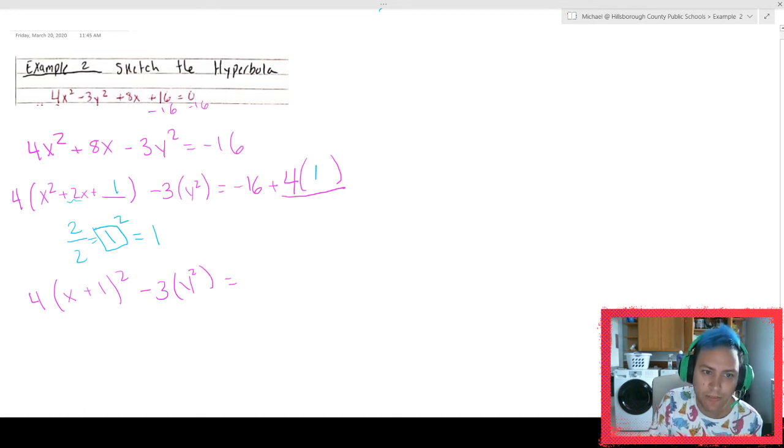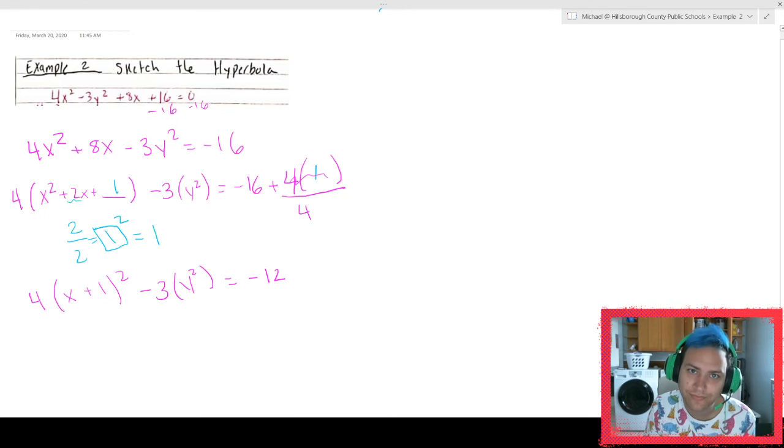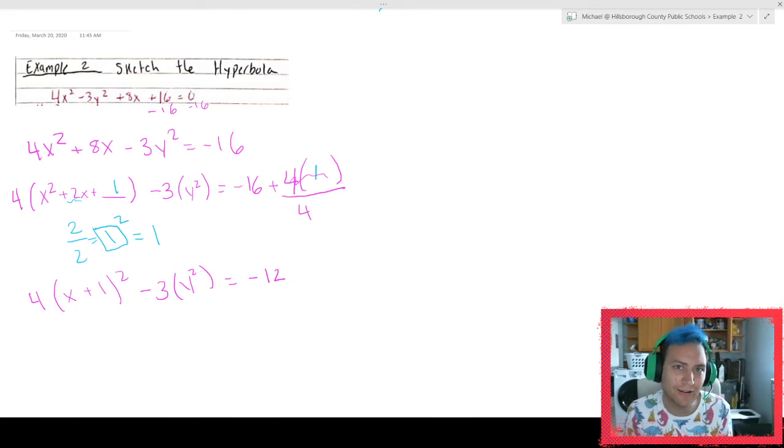And lastly, we do our math over here. So 4 times 1 is going to give me 4. And negative 16 plus 4 is negative 12. With me so far? Good.